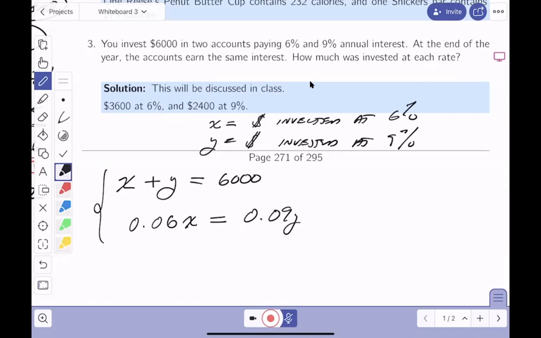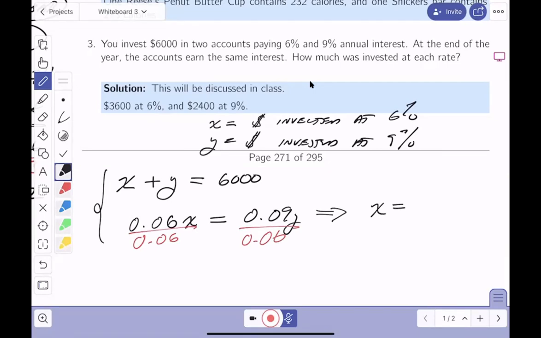And let me get back to the problem. So what do you do over here? I'm going to take this equation here and I'm going to solve it for x. How would I do that? I would divide both sides by 0.06. And again, you're allowed to use calculators. Now, let's go through the work over here. So what's x going to be equal to?